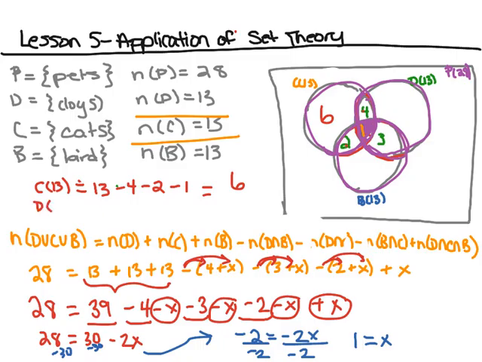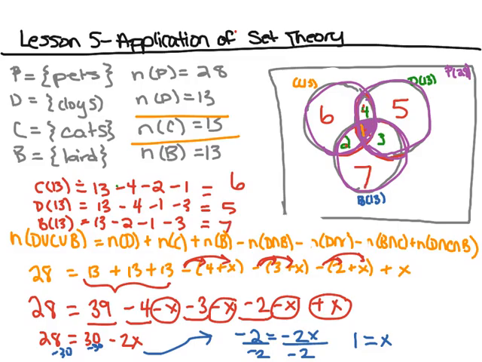For dogs, we have 13 minus 4 minus 1 and minus 3 to get 5. So 5 people have just dogs. And for birds, we have 13 minus 2 minus 1 and minus 3, which is 7. So 7 people have just birds. So we are able to figure out all of our information using the given information.